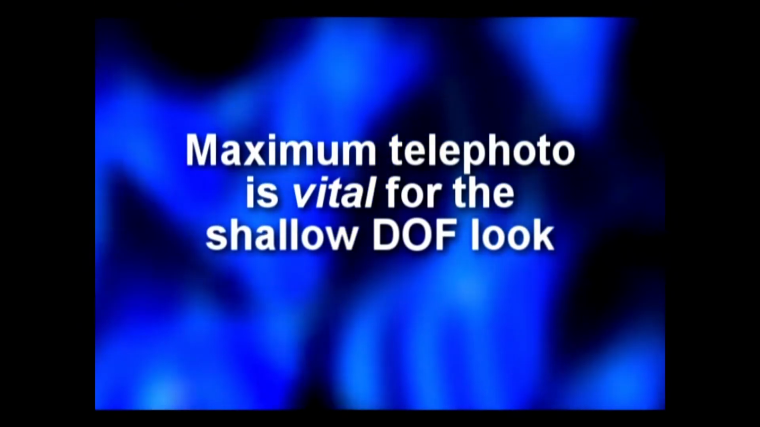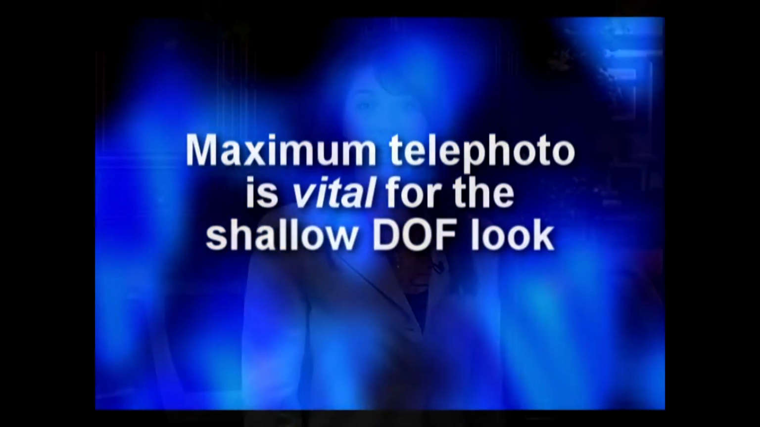First, let's look at zoom setting. One of the key factors in getting the shallow depth of field look is to get a long telephoto lens. Unfortunately, the DVX's maximum telephoto is fairly mild, at only 45 millimeters. To get shallow depth of field shots, you need to use all the telephoto you can get.